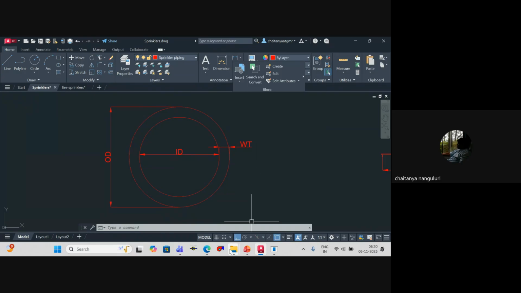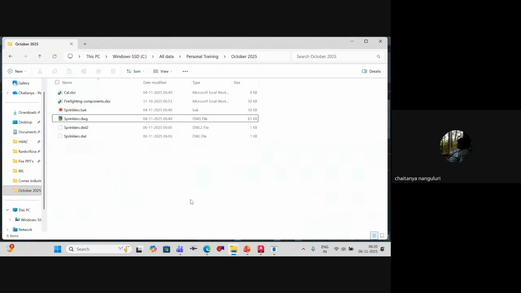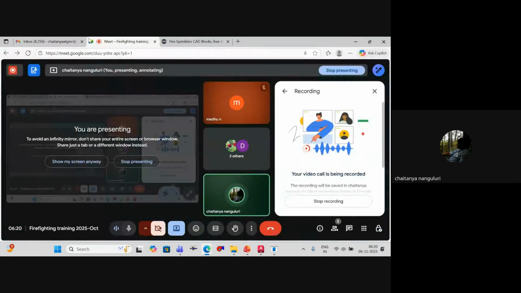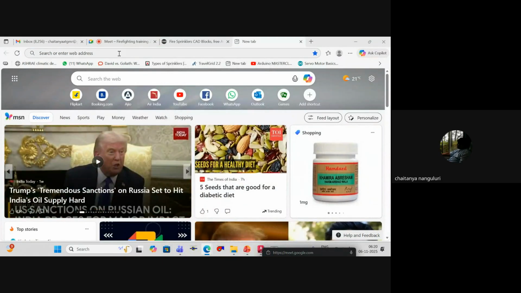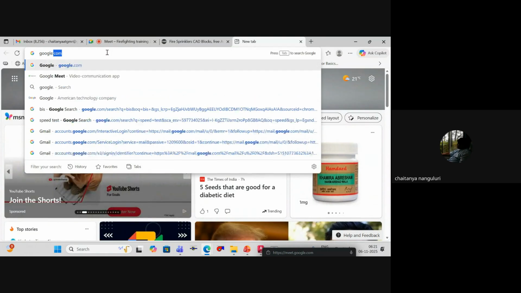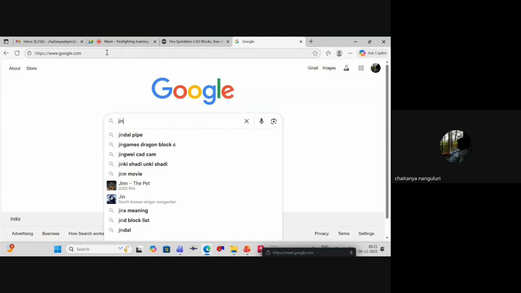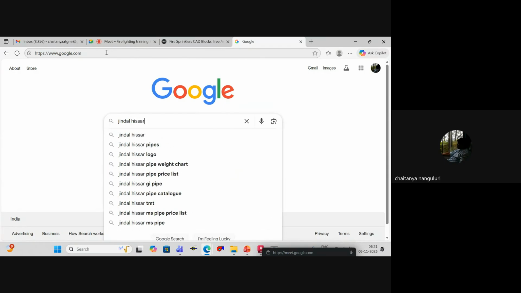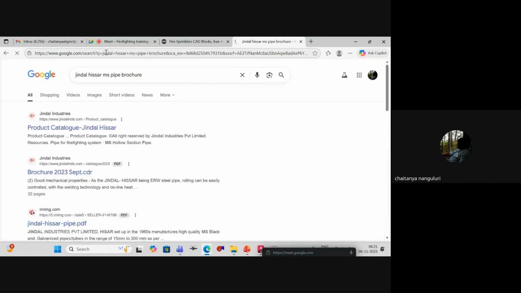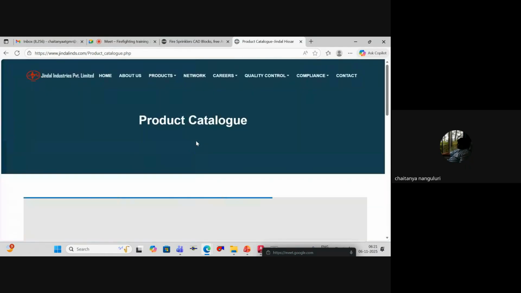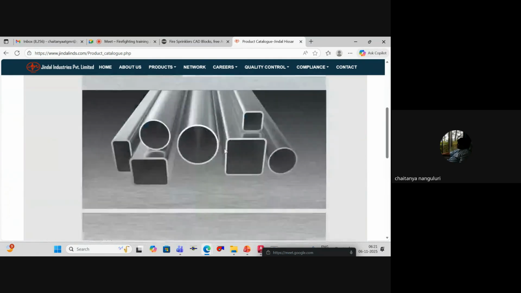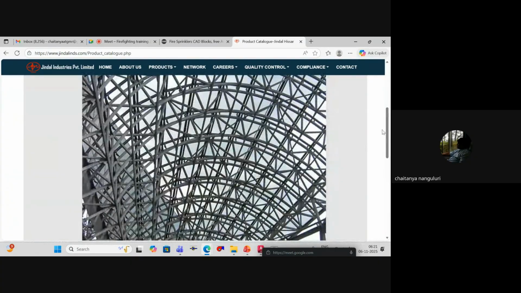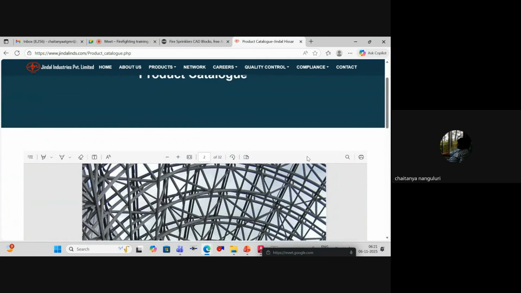I don't have one with me, but I'll try to get a brochure, because my office laptop has all the brochures. Generally, for TDS approval, vendors share them with me. Just a sec, I'll try to get it online. Let's see, Jindal Hisar MS pipes. As per the brochure, yeah, in this we've got it directly. I'll download it.